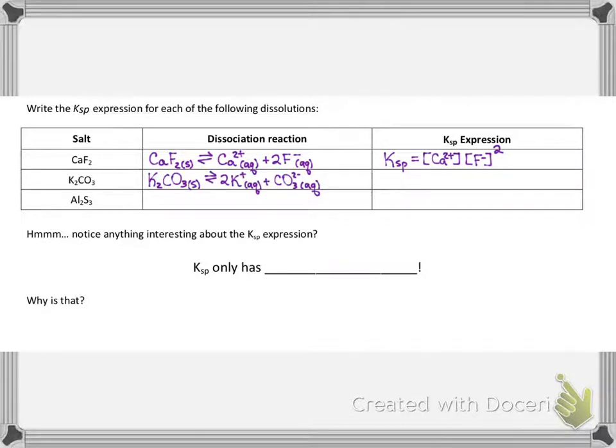So now that you have that, I would like you to take a moment to try this for yourself. So you're going to go ahead and write the KSP for the dissolution of potassium carbonate, and you're going to write the dissociation reaction and the KSP value for our last salt, aluminum sulfide. When you're ready to check the answers, unpause the video.